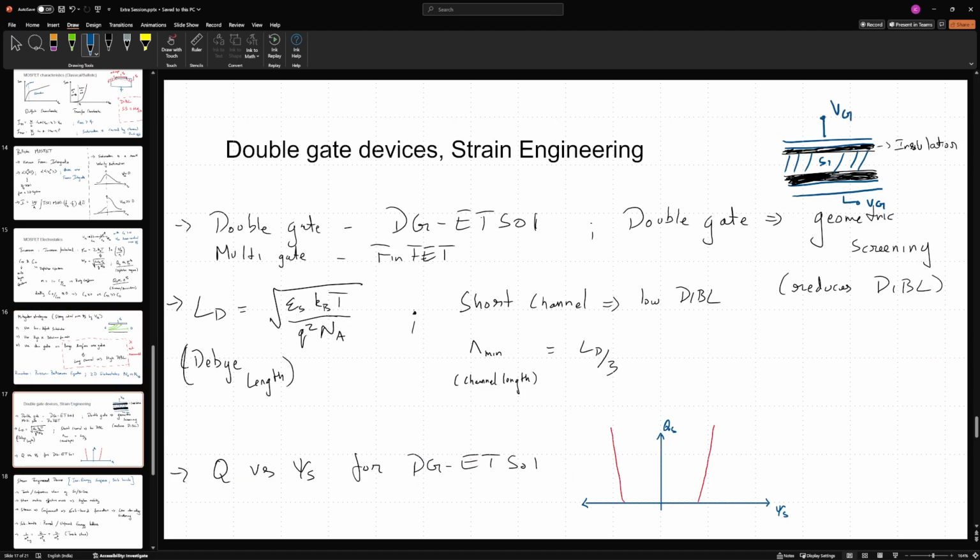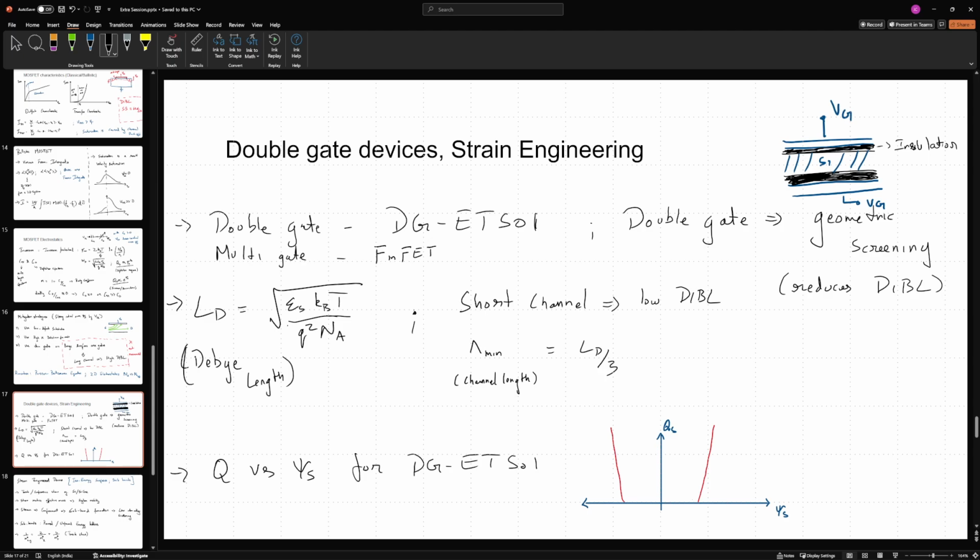Again, last year when we were discussing this course, I mean, even now it is relevant, FinFET devices are also multi-gate devices. They essentially have a three-sided, three-way gate on the channel. They provide this kind of screening, and that screening reduces the drain-induced barrier lowering that is present in the channel.